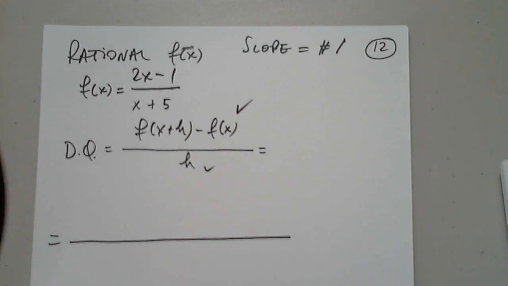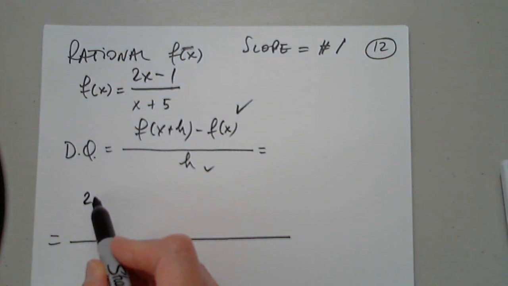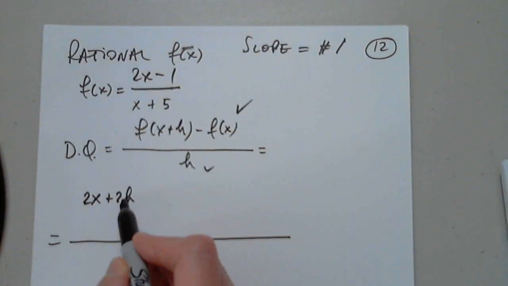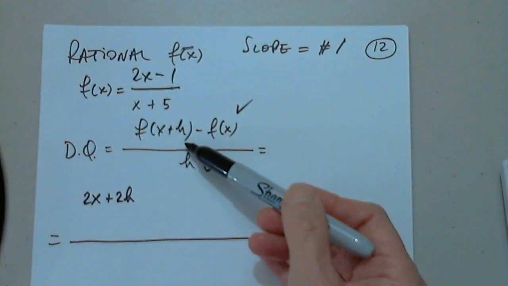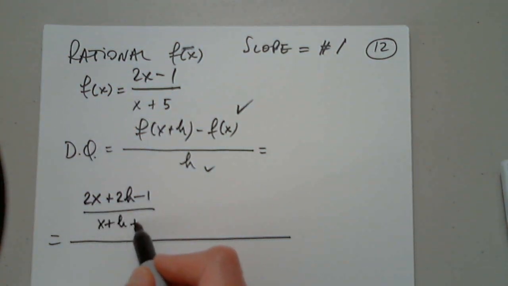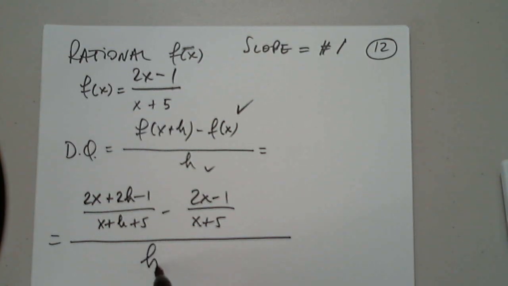Would it be 2 parentheses times? You're right. No, I can't do it. But you're right. I just wanted to skip that step. So 2 distributed to x plus h is 2x plus h, and then minus 1 over x plus h plus 5, minus 2x minus 1 over x plus 5, divided by h.